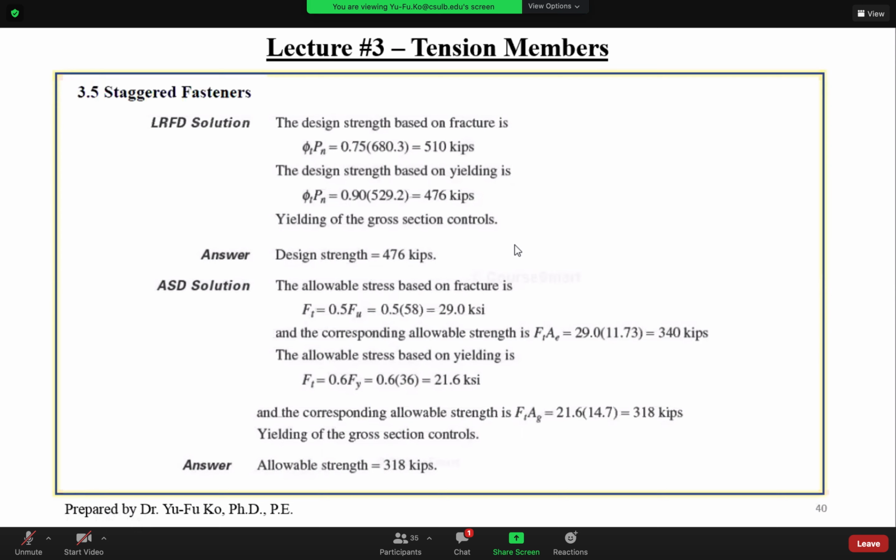Any question up to now? No, sir. The phi and the design strength, is that also in the book, or is that just part of the equation? It's part of the equation, it's in the specification, for LRFD and ASD.